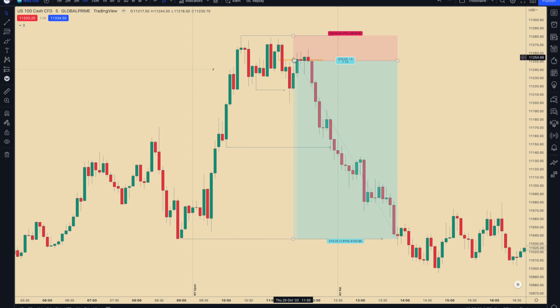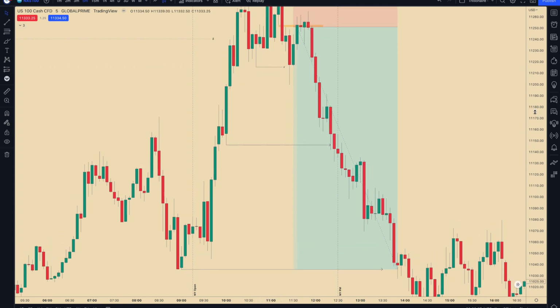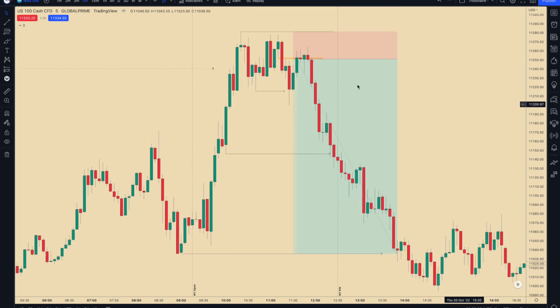Great displacement, price returns back to this imbalance. Very, very slight imbalance. Usually on the NASDAQ, the imbalances will be a lot smaller than the imbalances on, let's say, the S&P. All right, but it still works all the same. So entry was taken, stop right above the swing high, and target first internal range liquidity here.